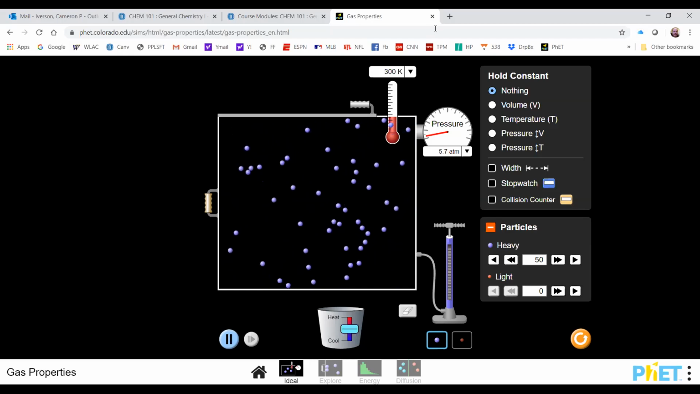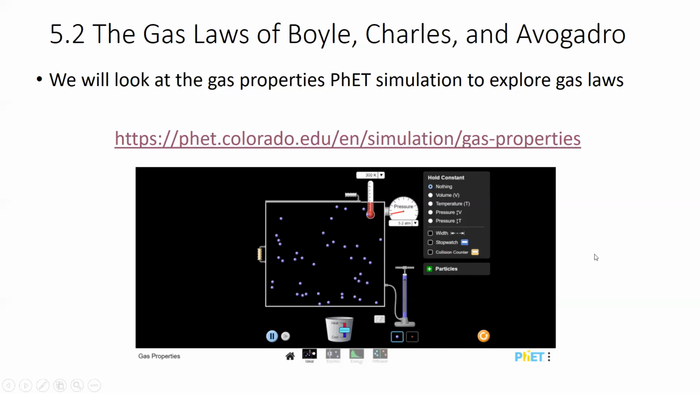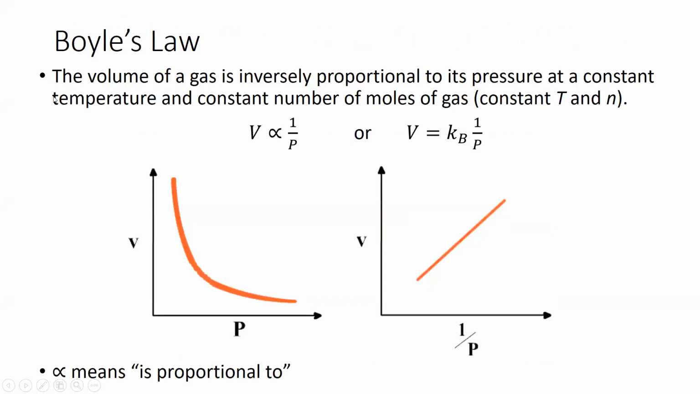The first thing we're going to do is change the share. We're going to come back to our PowerPoint slide, and we're going to start out by looking at Boyle's law. Boyle's law says the volume of a gas is inversely proportional to its pressure at a constant temperature and constant number of moles of gas.